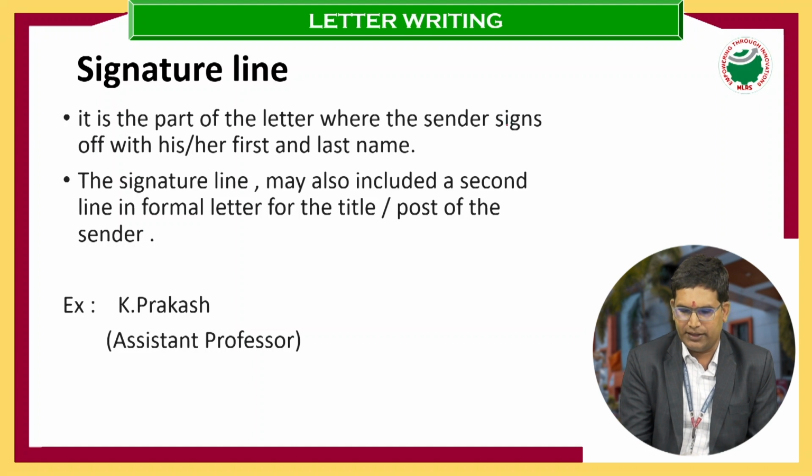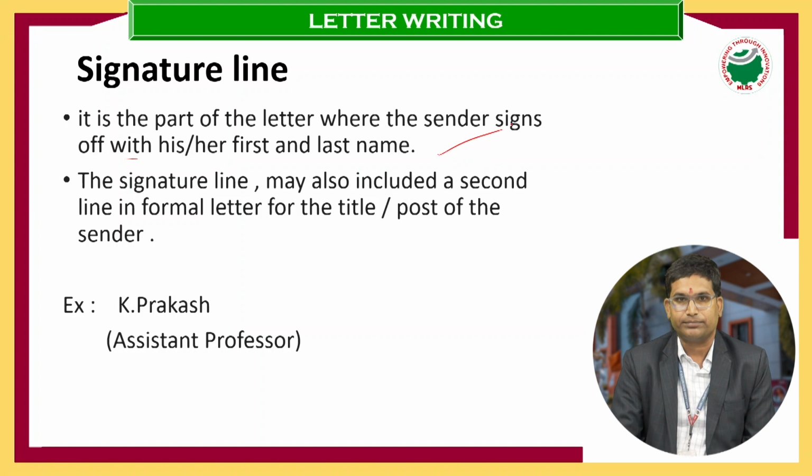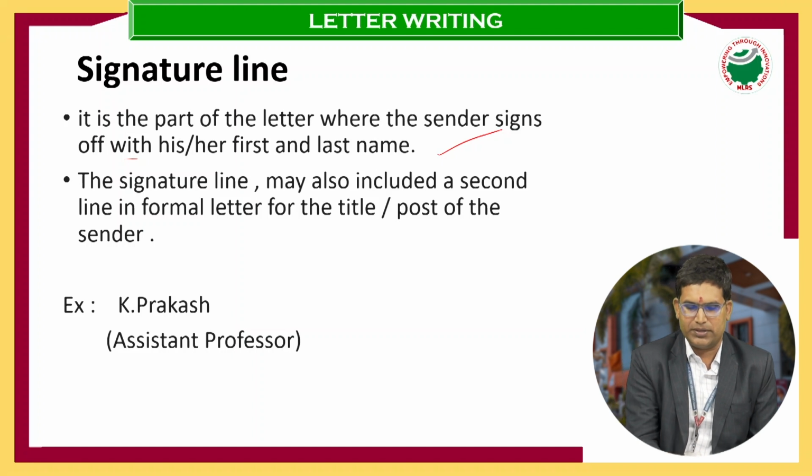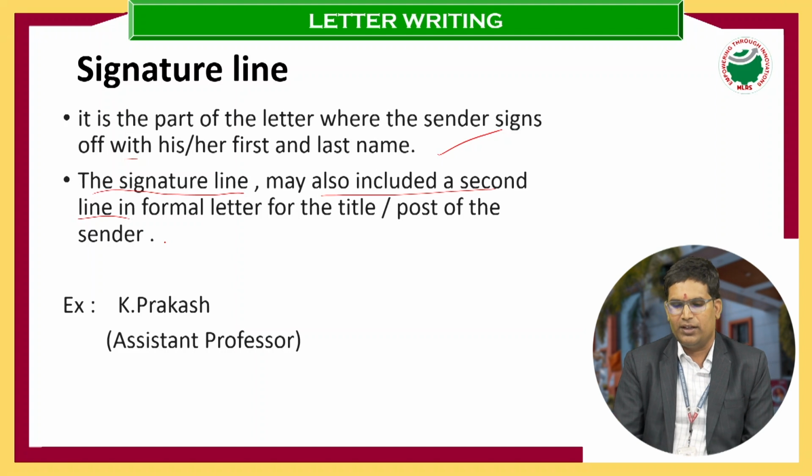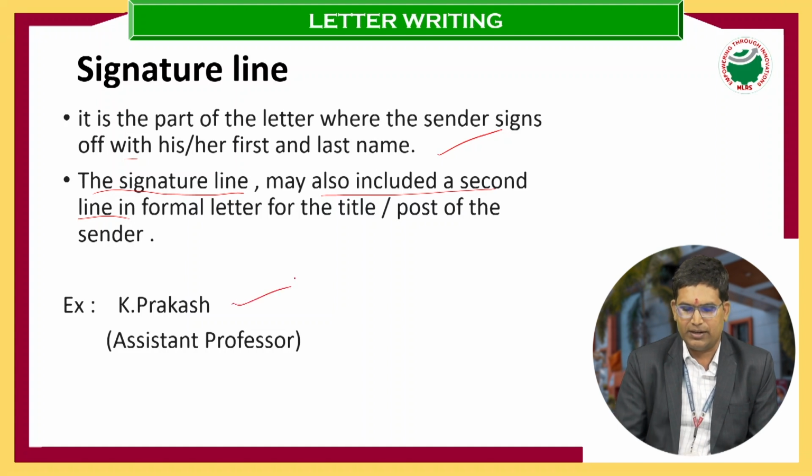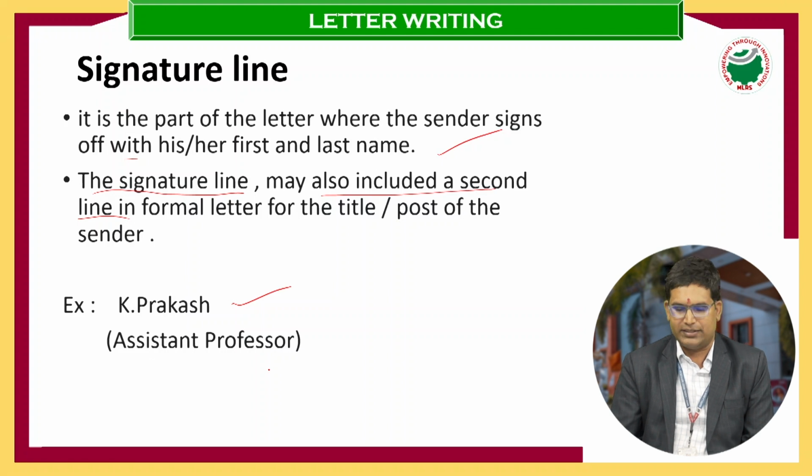It is a part of the letter where the sender signs off with his or her first and last name. First and last name means the initial and the ending name of a person, or the middle name of a person. The signature line may also include a second line in formal letters for the title or post of the sender. Now I am mentioning the example. First, my initial and my name are mentioned, and in the second line I mention my designation.